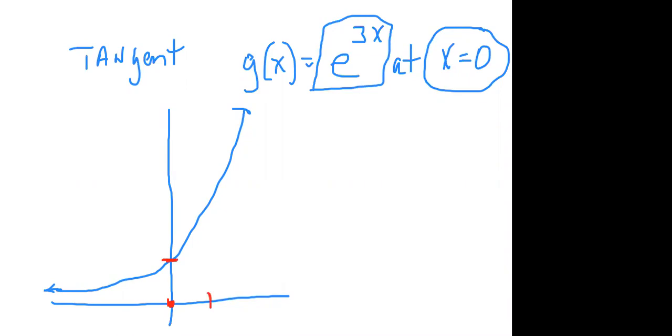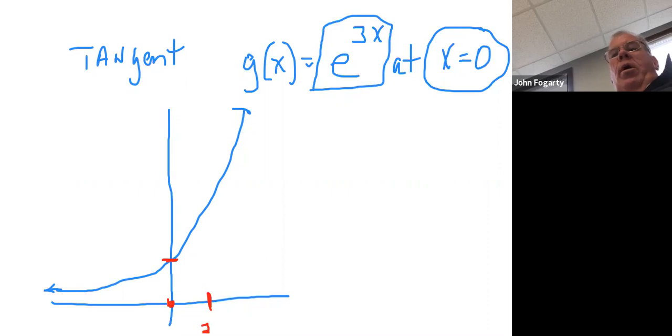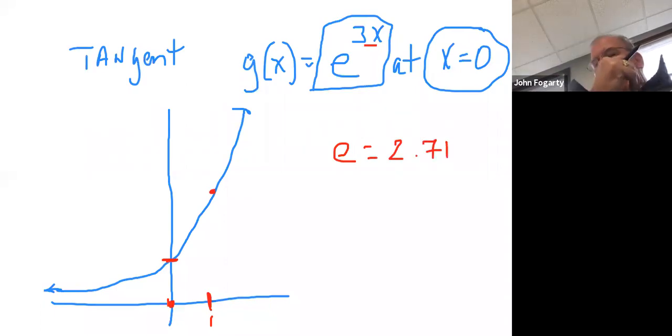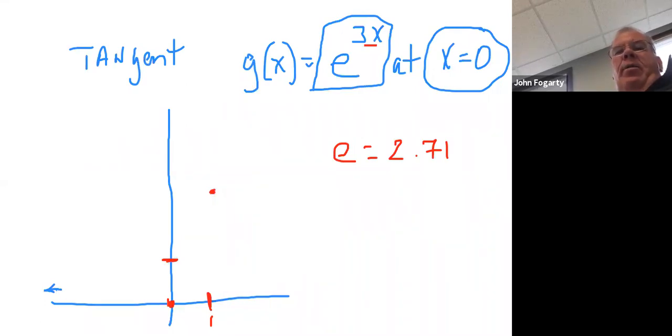If you go to x is 1, that looks more like 2. If you go to x is 1, 3 times 1 is 3. E to the third is a big number, right? What's e about? So this would be a lot more steep than this, right? This would be much more like this. It would be super steep, right?